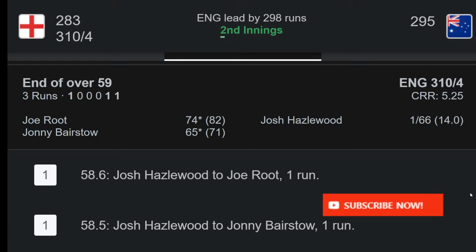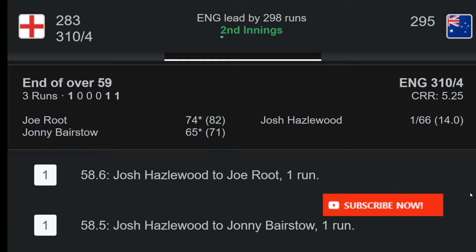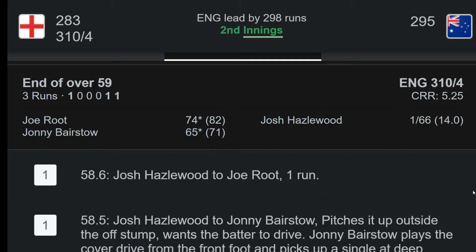So end of over number 59, 3 runs, first ball, fifth ball and sixth ball. 310 for the loss of 4 wickets. Current run rate is 5.25. Two not out batsmen, Joe Root 74 off 82 and Jonny Bairstow 65 off 71, and Josh Hazlewood 1 for 66 in 14 overs. So England lead by 298 runs in the second innings.